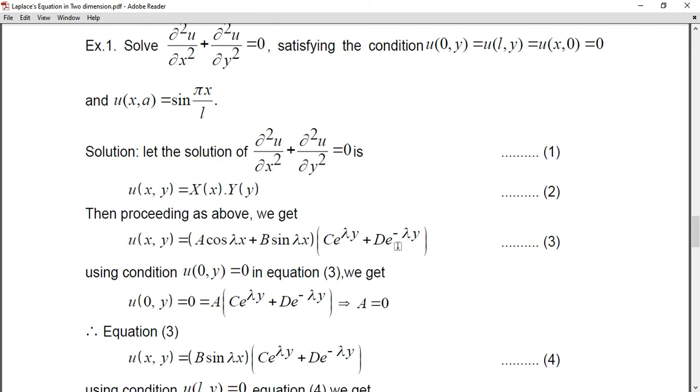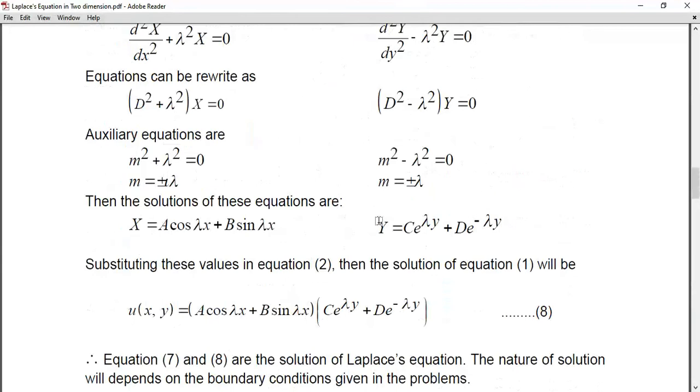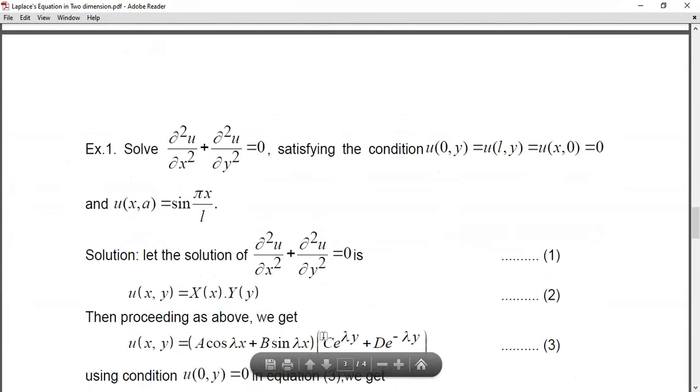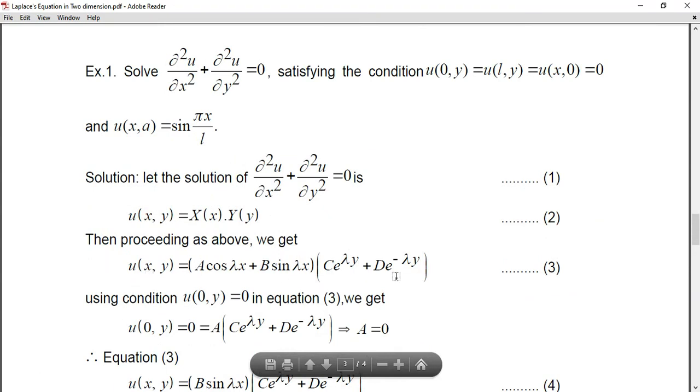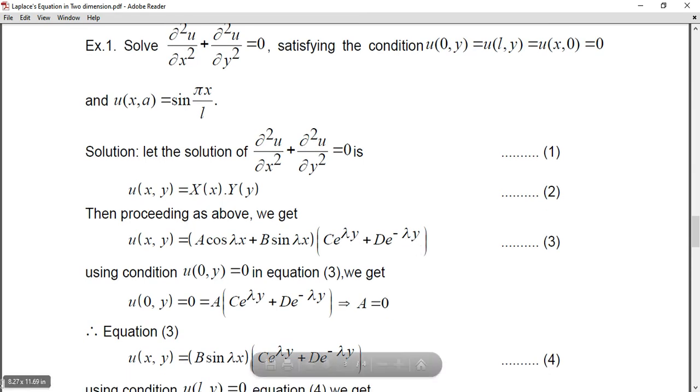We will find the result of equations number 7 and 8. These are the result of Laplace equation. We use this relation: u = (a cos λx + b sin λx)(c e^(λy) + d e^(−λy)). Now this is the result of Laplace equation but without condition.